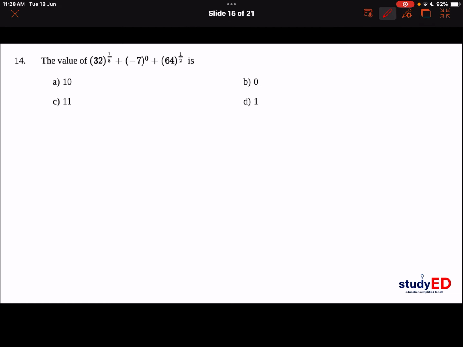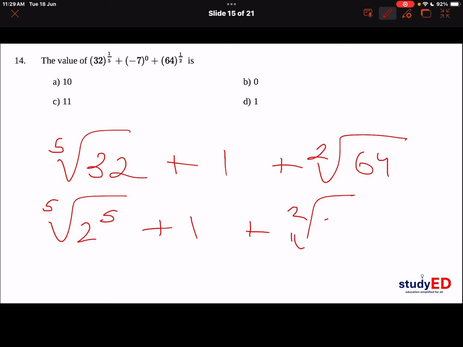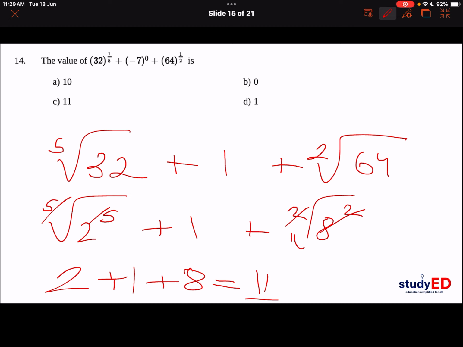The value of 32 to the power 1 by 5 plus 7 to the power 0 plus 64 to the power 1 by 2. It's pretty straightforward. 32 to the power 1 by 5, plus directly 1 since it's power 0, and then 1 by 2 fractional means square root of 64. So we know 2 to the power 5 is 32, plus 1, plus 8. Cancel the roots: 2 plus 1 plus 8, which is 11. Hence our final answer here is 11, giving us C.